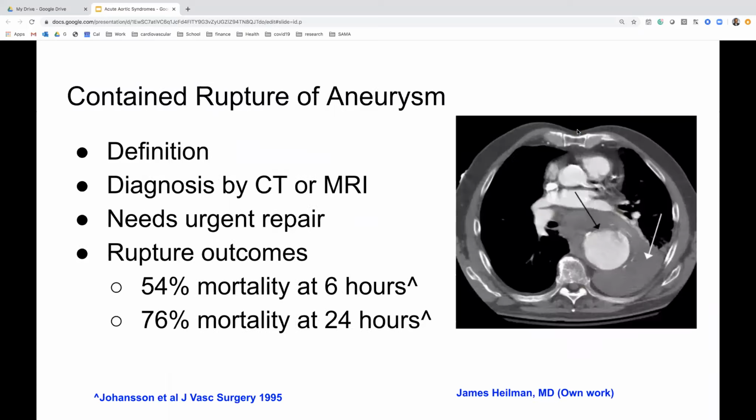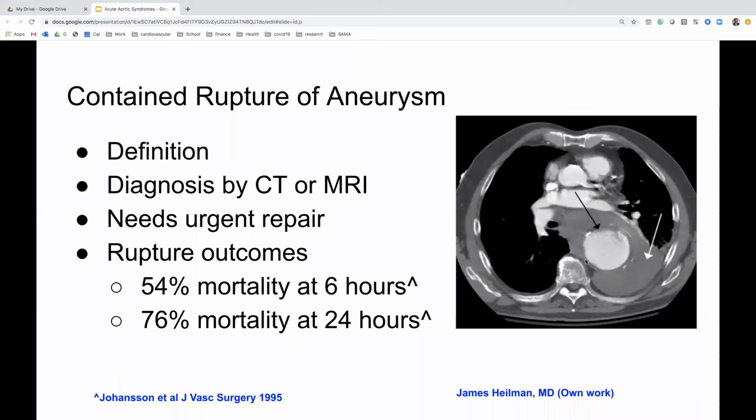All right. Now, this is one of the other conditions associated with acute aortic syndrome, and that's having a rupture of an aneurysm. This is different from dissection. In dissection, you have a true lumen and a false lumen, and that is how you make the diagnosis. Contained rupture is when you have an aneurysm and the aneurysm ruptures. So you have an aorta, the aorta ruptured, and then you have bleeding outside.